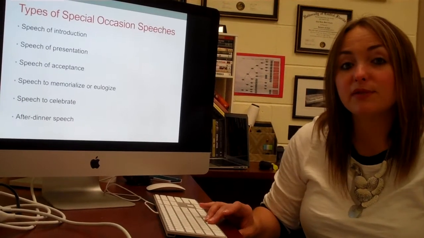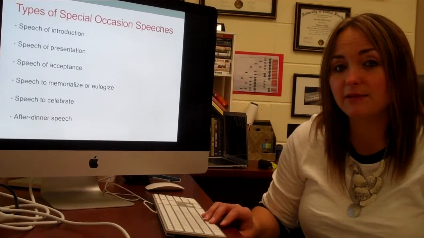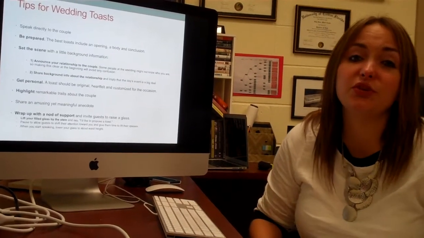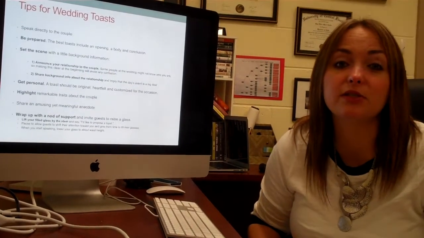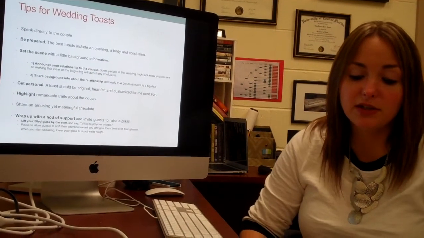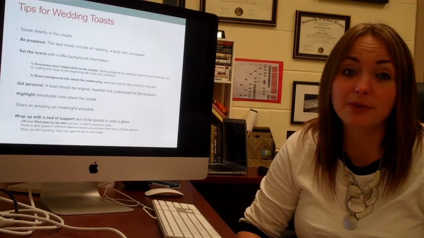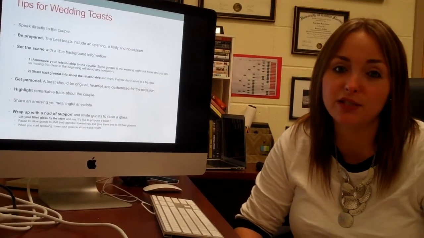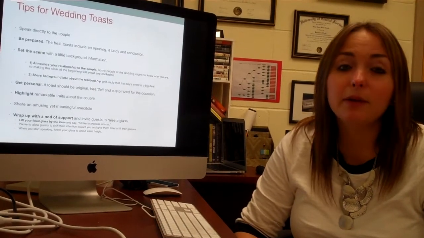So in terms of tips for your wedding toast, what should you be thinking of doing in this next speech? And how should you prepare to give a speech should you be in a situation where you need to give this in real life? The first thing you want to do is you want to speak directly to the couple. And in this case, you'll be looking at the audience as the couple, but it's really important that you speak directly to the couple.